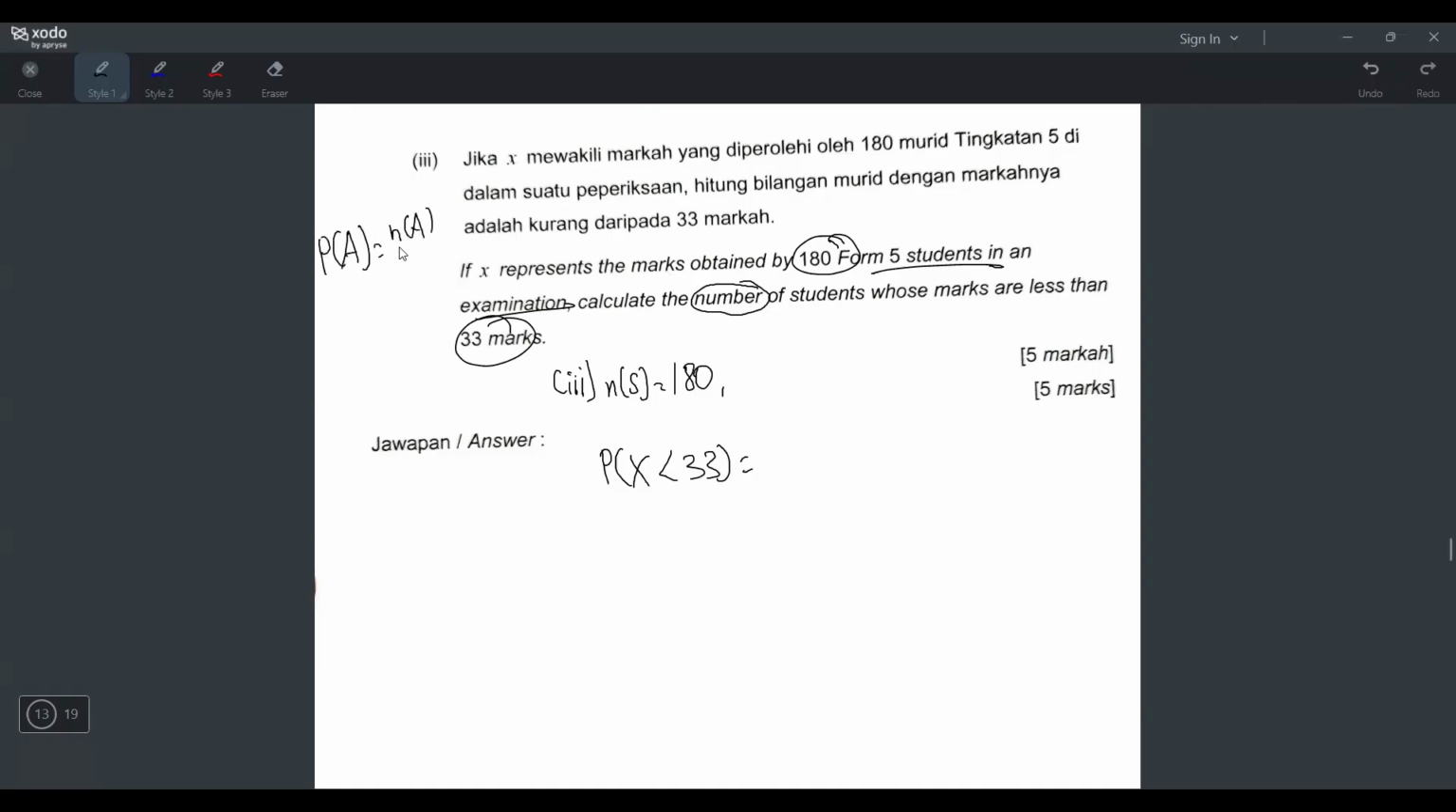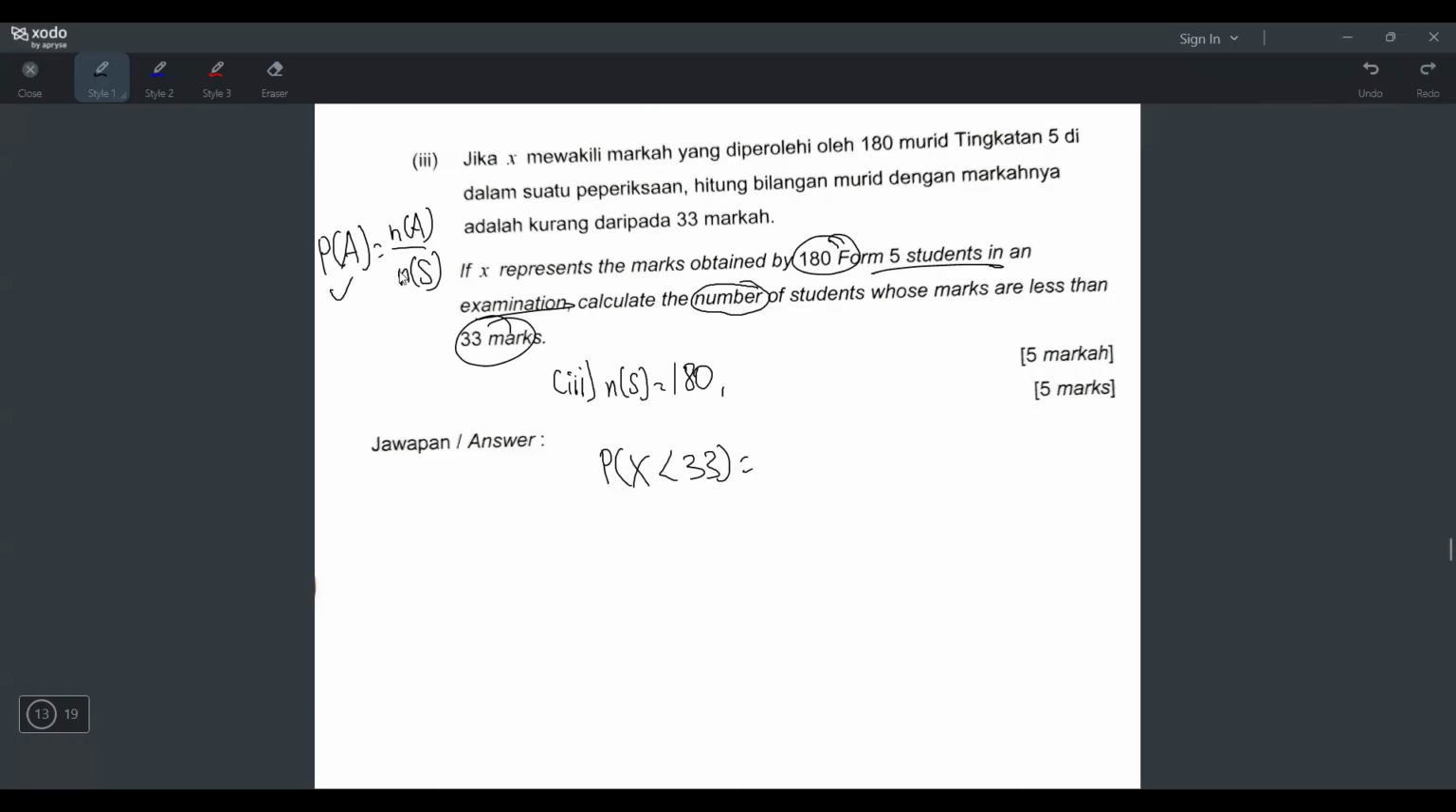P(A) equals N(A) over N(S). You learned this formula in Form 2, Form 3 already. This is the basic formula for probability. When you find probability of something, you just take the number of that thing divided by the total. For example, if I want probability of girl, then you take number of girl divided by total. If you want probability of boy, then number of boy divided by total. If you want probability of red color, then number of red color divided by total. So what we do is we find our probability of mark less than 33 first, then later I can substitute inside here, right?